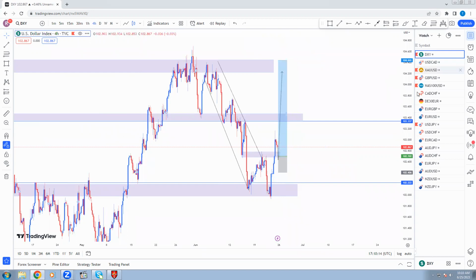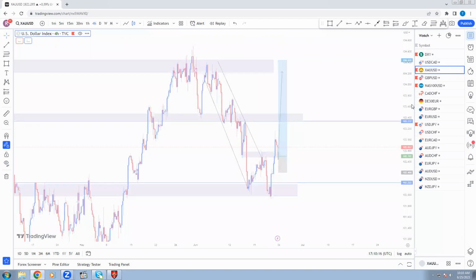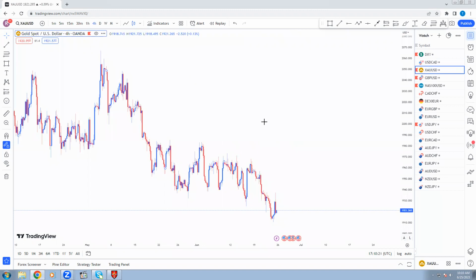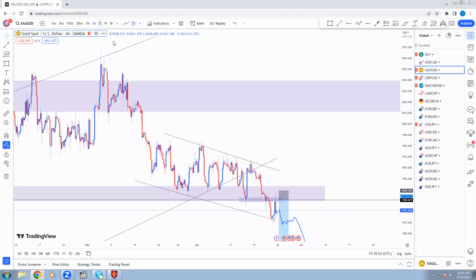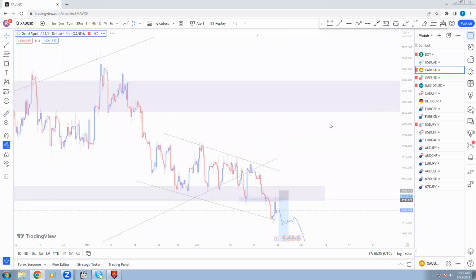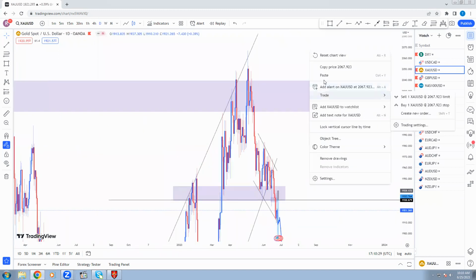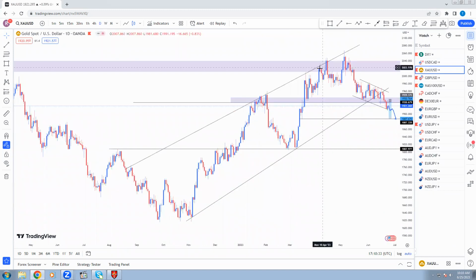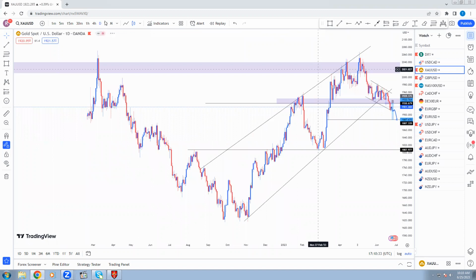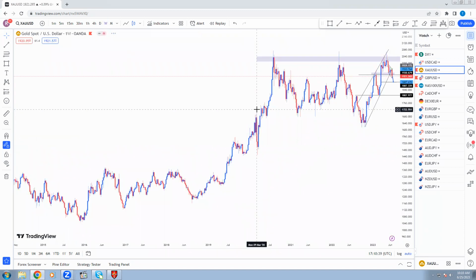So let's move to gold for now. Gold is a bit complicated, but let's take a look at it. So let's move to our daily time frame. Let me reset price. Actually, let me start on my weekly because I saw something on the weekly time frame.